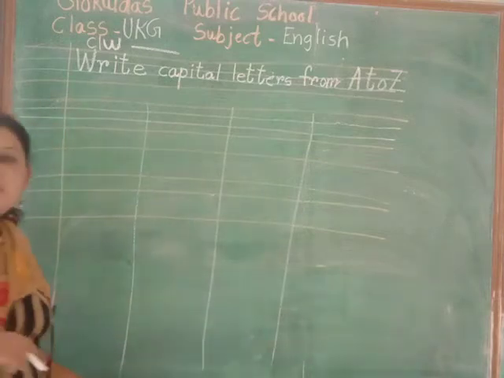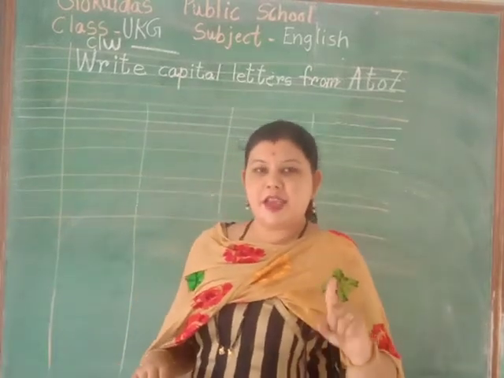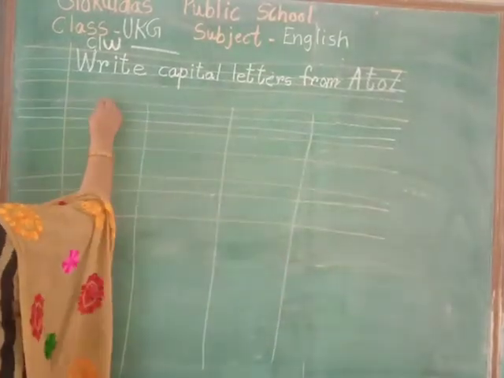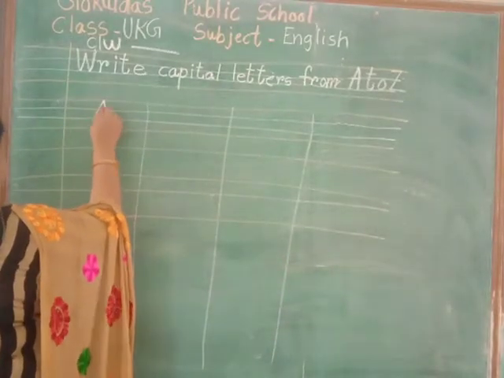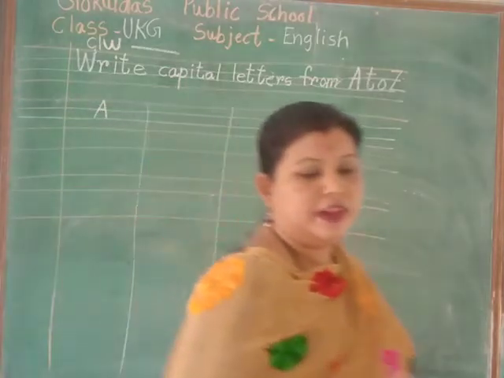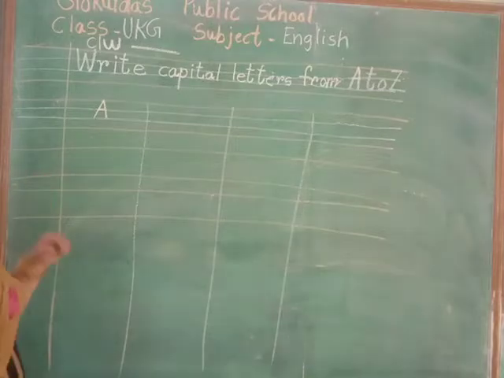Which letter will come here? Say loudly, capital letter A. Capital letter A. Now write here A. Say and write, everyone. Each and every letter, write in the proper line. Very good. And always say and write, otherwise you forget all the things. You forget these letters.